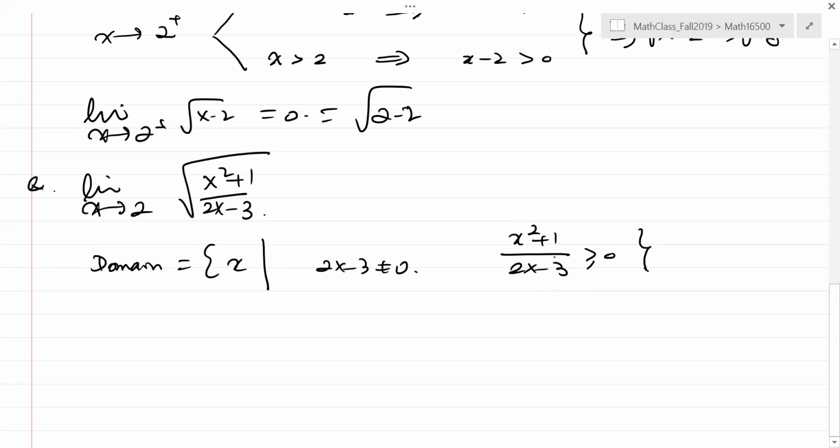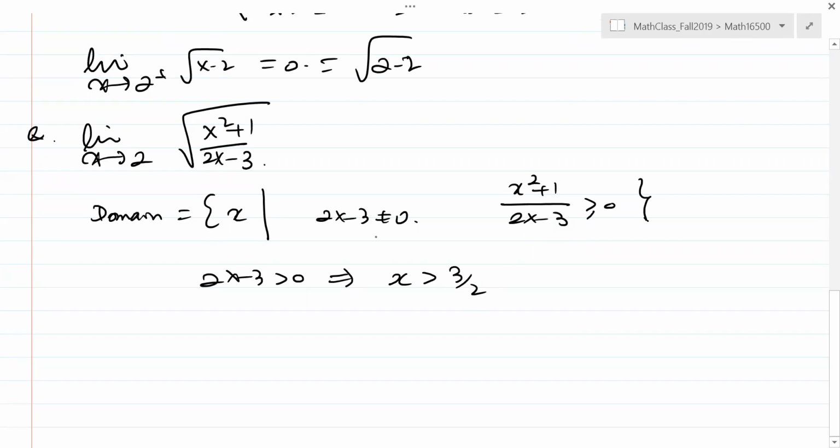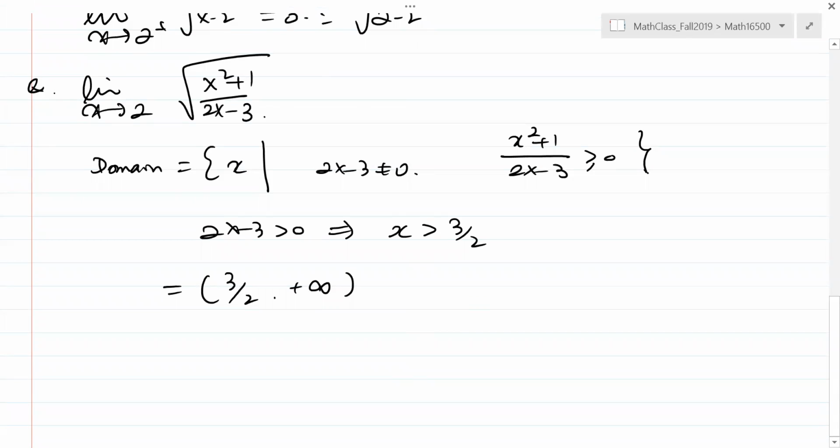So this inequality is equivalent to 2x minus 3 greater than 0. This implies x is greater than 3 over 2, and x cannot be 3 over 2. So the domain of the function is from 3 over 2 to plus infinity. However, 2 is inside the domain. 2 is an interior point, inside the interval from 3 over 2 to plus infinity.